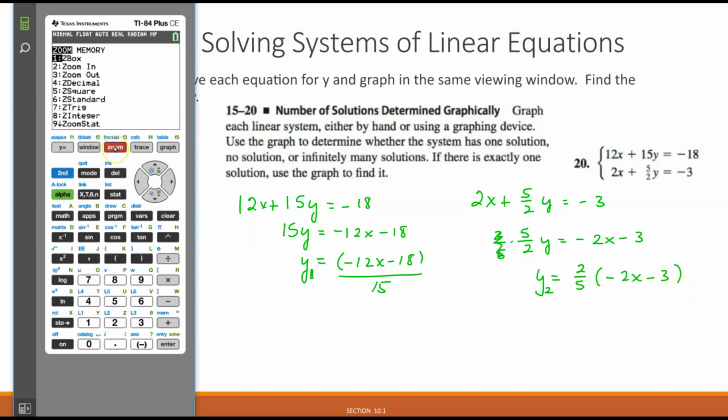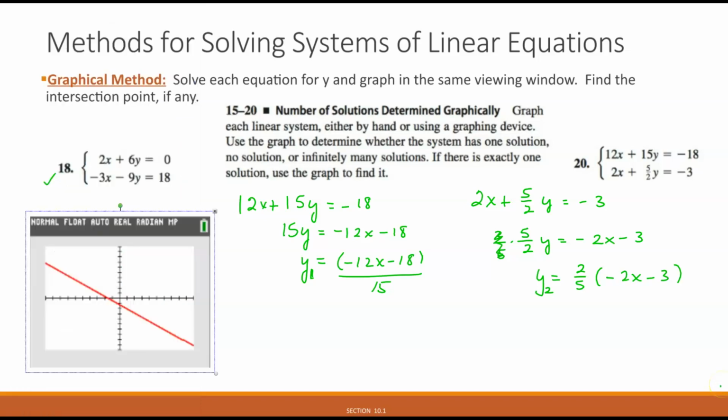We're going to hit zoom. We're going to hit 6 for zoom standard. And what did we notice? It's one equation on top of another, so we know we have infinite solutions. Now, in part 1, we learned that solutions are an ordered pair (x, y).